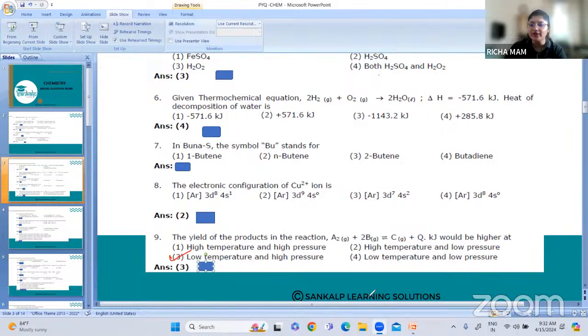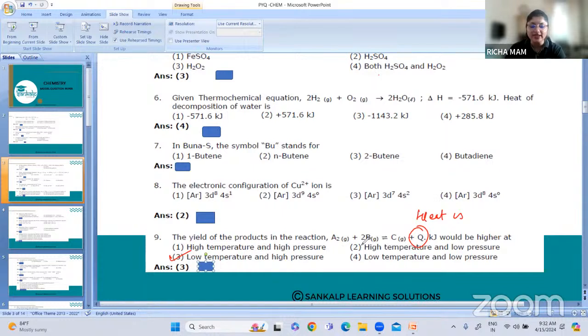So we know that the forward reaction is an exothermic process. What is happening here? The heat is released, right? You can see here Q is given out, so heat is released, and it is an exothermic process. So in case of an exothermic process, what is the condition? It should have low temperature so that it favors the product formation.